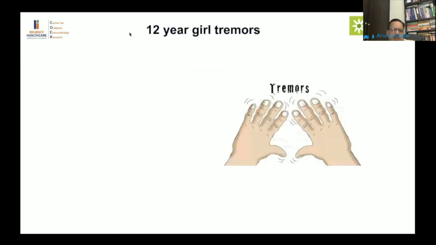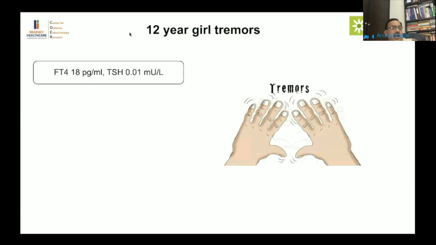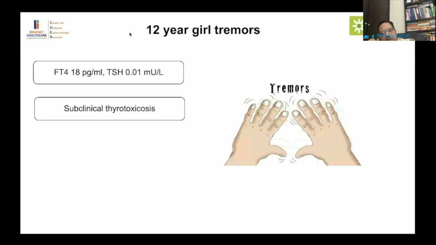So now in this perspective we have our first case, a 12-year-old girl with tremors, and we see that her FT4 level is 18 and TSH is 0.01. So we have a suppressed TSH, but the free thyroid hormone is normal. At that time point, a diagnosis of subclinical thyrotoxicosis was established.